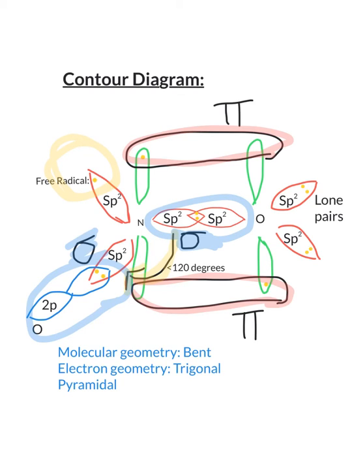And then I also labeled the angle right here. It's going to be less than 120 degrees because, as we established previously, the molecular geometry is going to be bent. And then over here we see our lone pairs on the oxygen. And yeah, that's going to be the completed contour diagram.